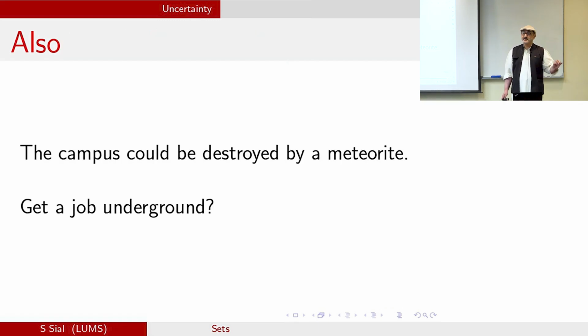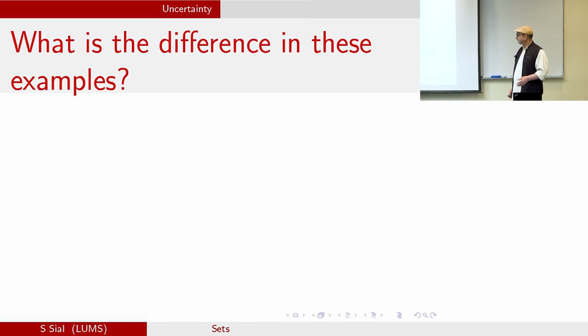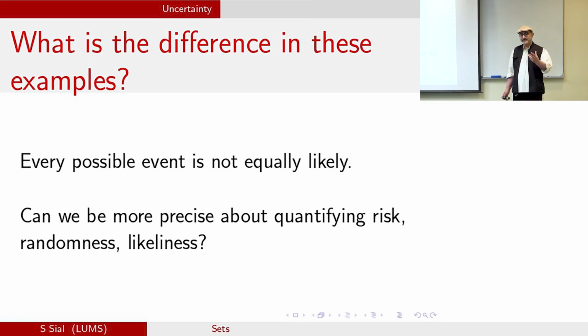The campus could be destroyed by a meteorite, but I really don't worry about it. Somehow I assess that that is very unlikely compared to the likelihood of getting into an accident. So we have an intuitive idea of something being likely, unlikely, certain, impossible. We want to now make that concrete and numerical. We want a mathematical way of talking about such things.